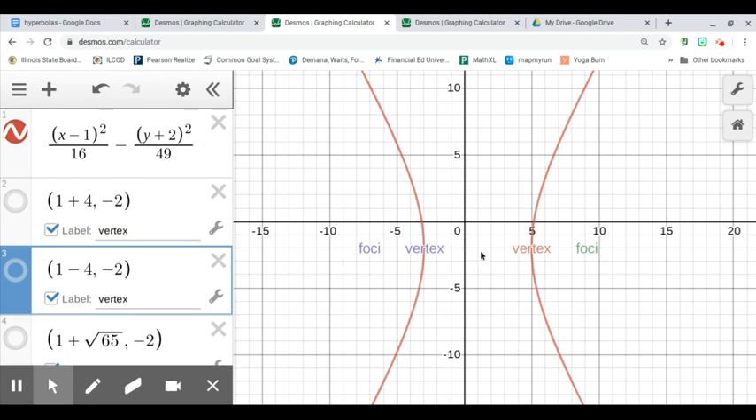Over 1, down 2. Now, x squared is positive, so I know that it opens to the left and to the right. From the center, how did I get my vertex? Well, my center was 1, -2. The distance is going to be the square root of 16, or 4, in the horizontal direction. So 1 plus 4, down 2 gives me a vertex right about there. Then, same idea, but 1 minus 4. So from the center, subtract 4, or go to the left 4 units. Ta-da, there's my other vertex.